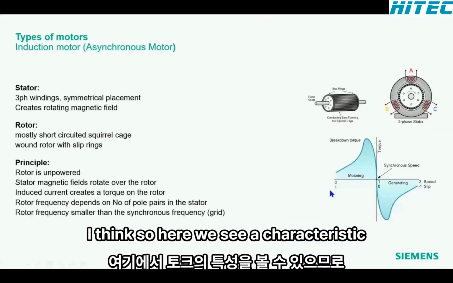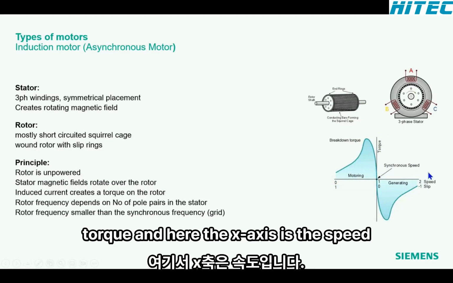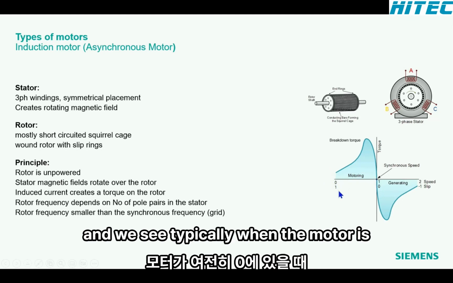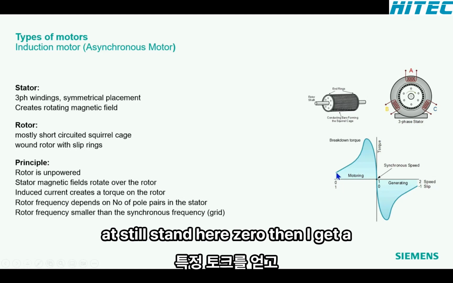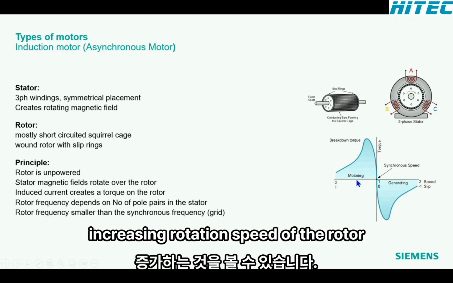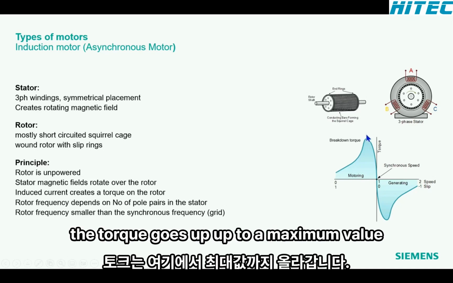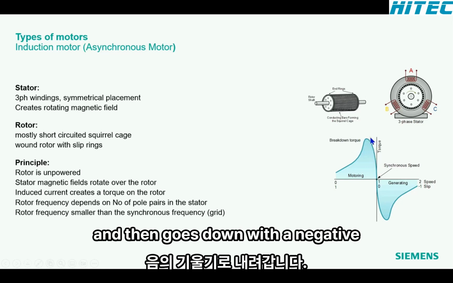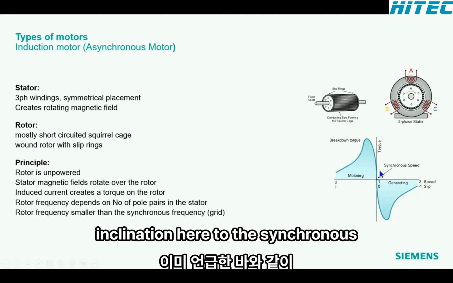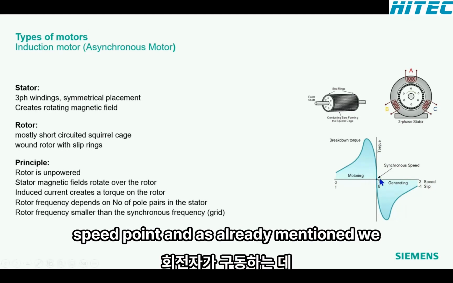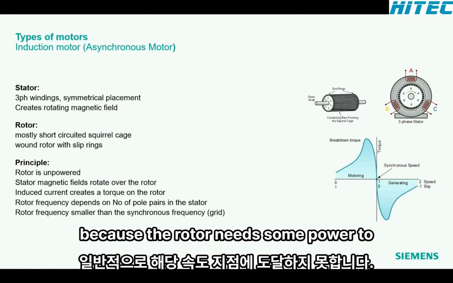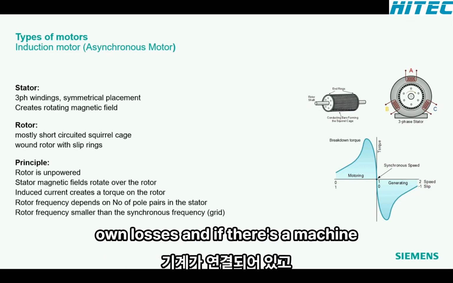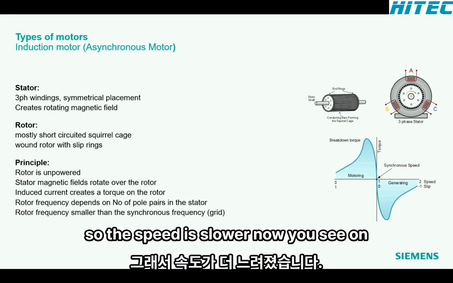So here we see a characteristic of the torque. The y-axis is the torque, and the x-axis is the rotation speed of the rotor. And we see typically when the motor is at standstill, here at 0, I get a certain torque, and with the increasing rotation speed of the rotor, the torque goes up to a maximum value here. This is also called breakdown torque, and then it goes down with a negative inclination to the synchronous speed point. And as already mentioned, we do not reach that speed point normally because the rotor needs some power to compensate its own losses. And if a machine is connected, then also to drive the machine, so the speed is slower.